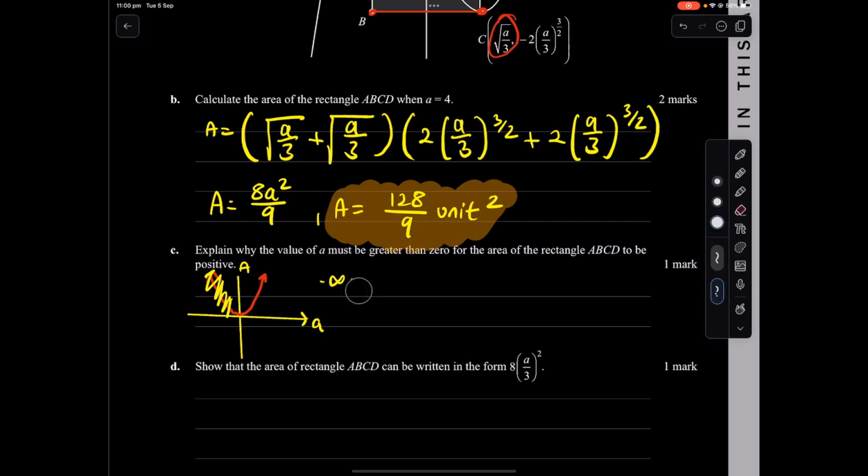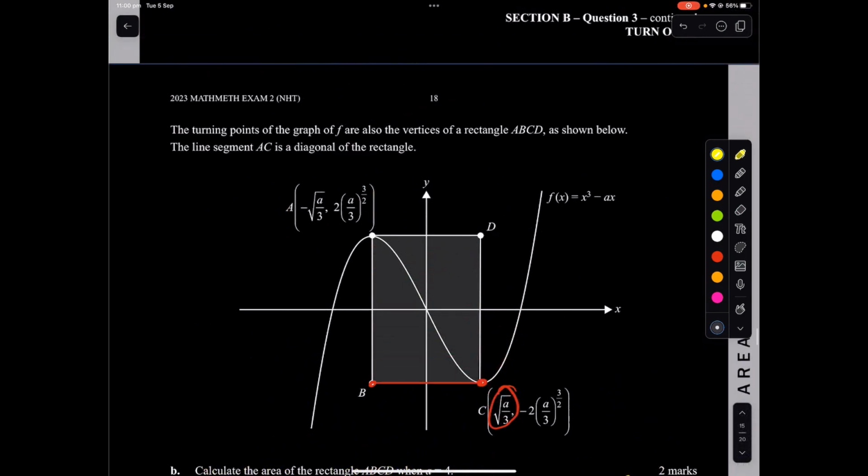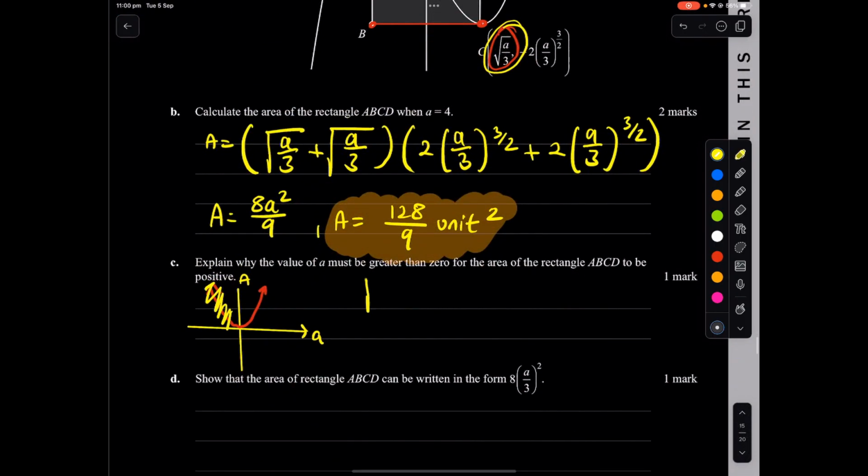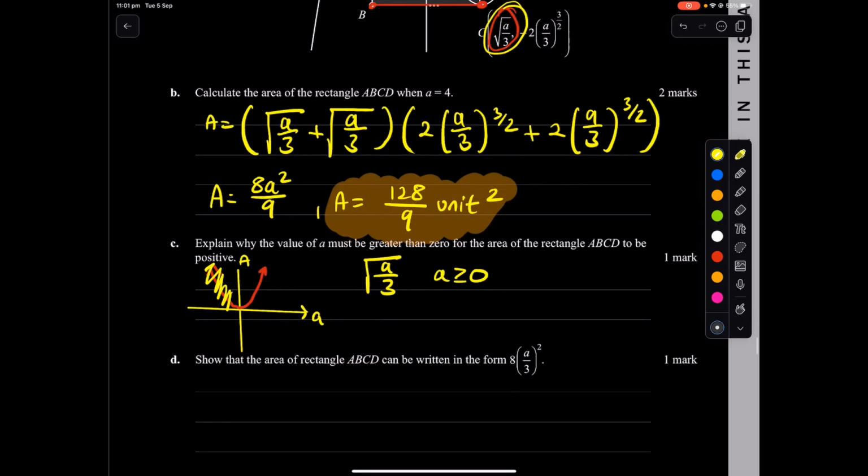And why is that? Well, if you look over here, let's take this value: the square root of a on 3 must be greater than 0. I mean, a must be greater than 0, because remember, if there's a negative number in a square root, it doesn't exist. We cannot have a negative in a square root. So we know that a must be greater or equal to 0 because of that square root. So yeah, a must be greater or equal to 0.